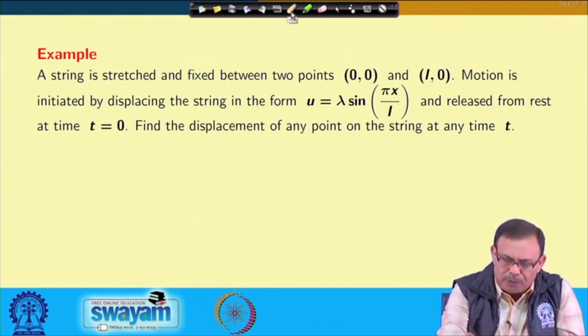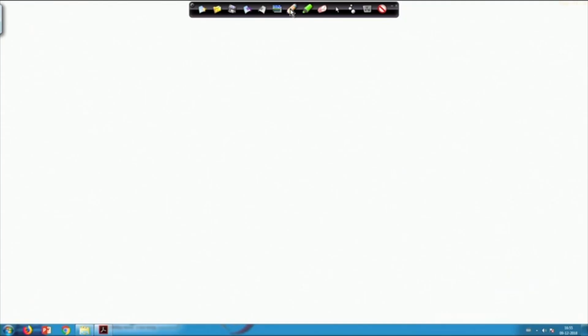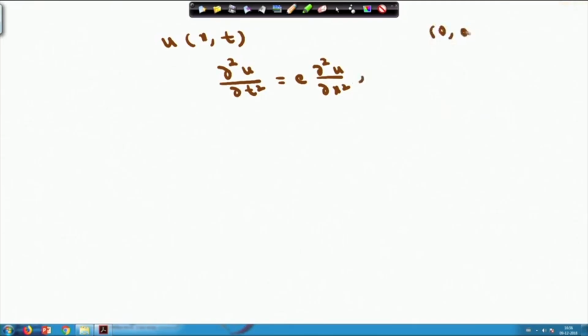So, to formulate the problem, the displacement, which I can assume as u(x,t), is the displacement of the string, which is governed by the equation we have discussed earlier, del 2 u by del t square equals c square del 2 u by del x square, where the fixed points, as has been told, are from (0,0) to (L,0).